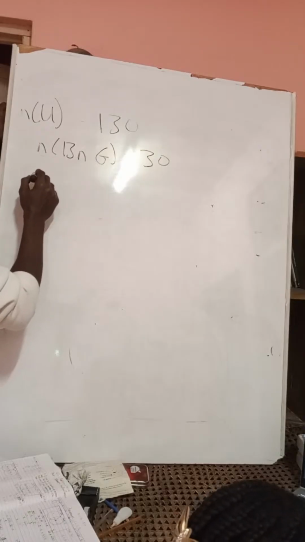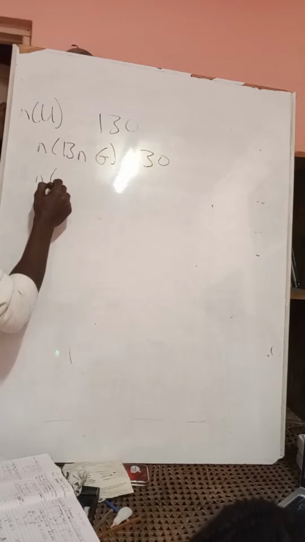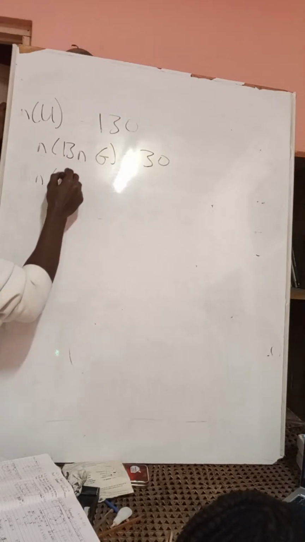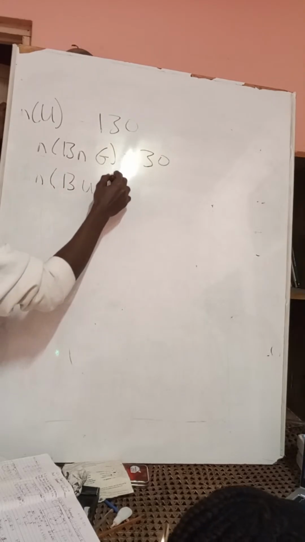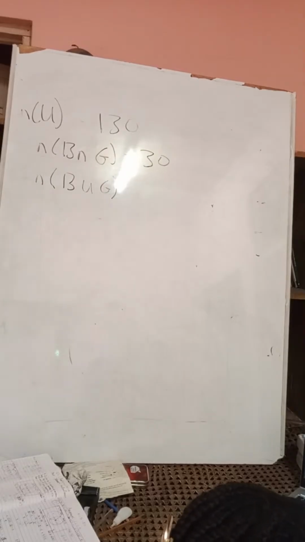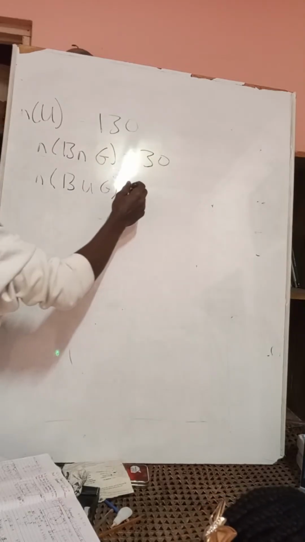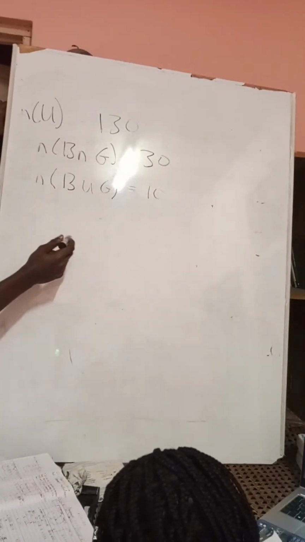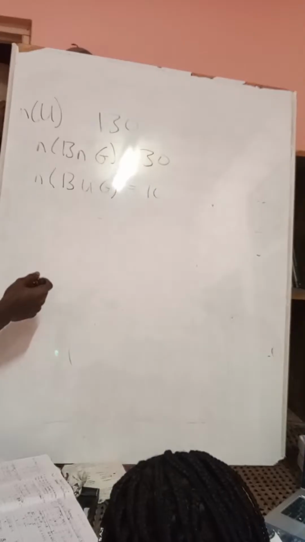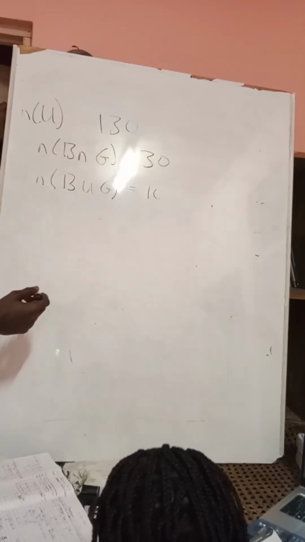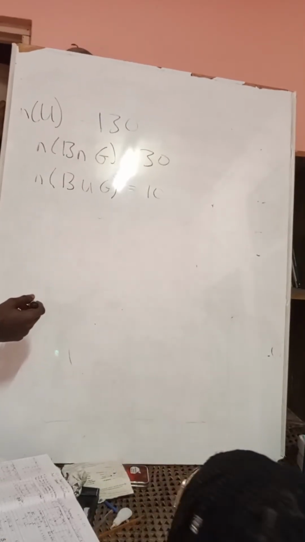So it's the number of B union G complement. Fantastic. Clap for yourself. I'm really impressed. So B union G complement is 10, which means none. And twice as many liked beer as liked Gilda.